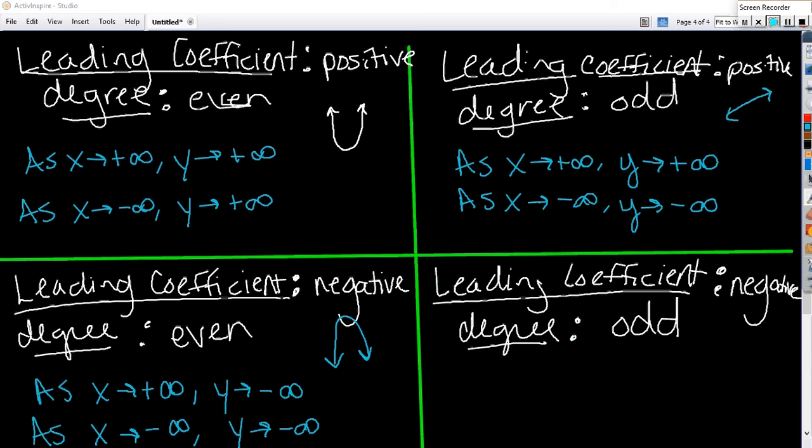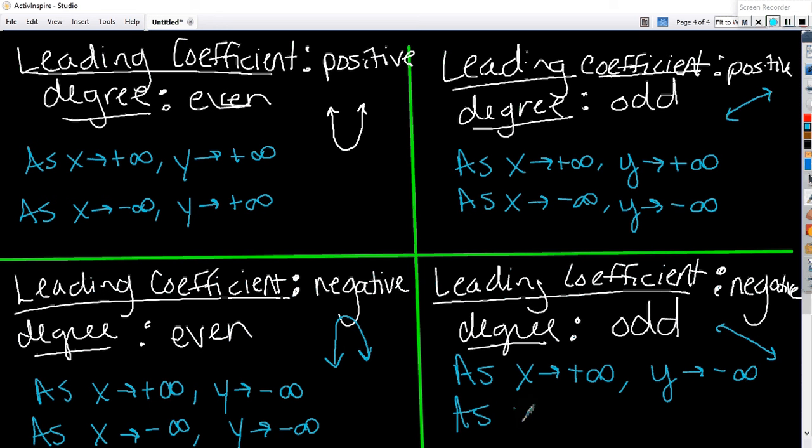The very last one is going to look like a line with a negative slope. I'm just picking one graph that would meet these requirements, because if I can figure out the end behavior of one, I know the end behavior of all of them that are like that. So this time, what's the right end do? As x approaches positive infinity, y goes down. How about when x approaches negative infinity? It goes up.